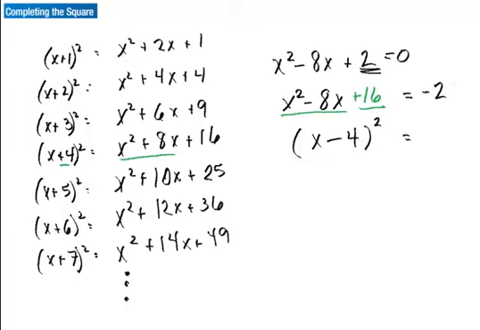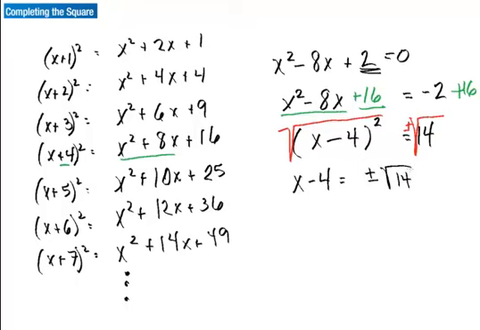So I will need to add 16 over here, which gives me a 14. And now I'm going to take the square root of both sides, remembering my plus minus case. Square root of both sides. Remembering my plus minus case. And then I have x minus 4 equals plus minus square root of 14.